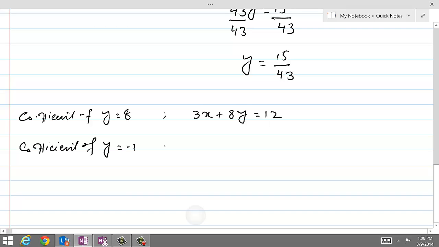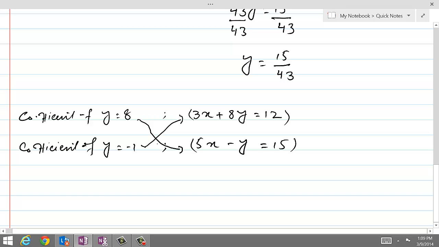And the second equation is 5x minus y equal to 15. So this time we do the same thing. We multiply the coefficient of y equal to minus 1 with equation number 1, and the coefficient of y here we multiply with both of these equations.